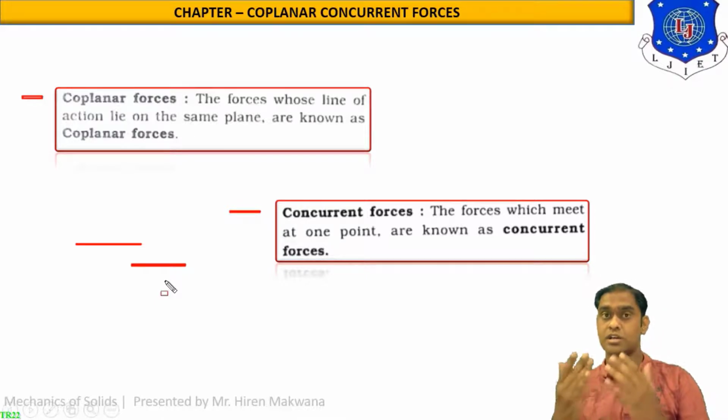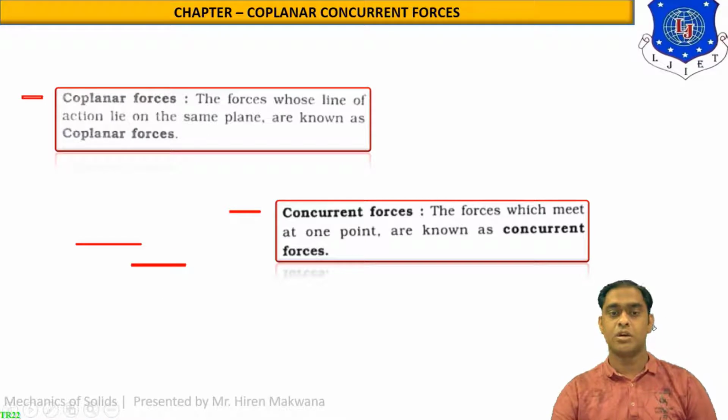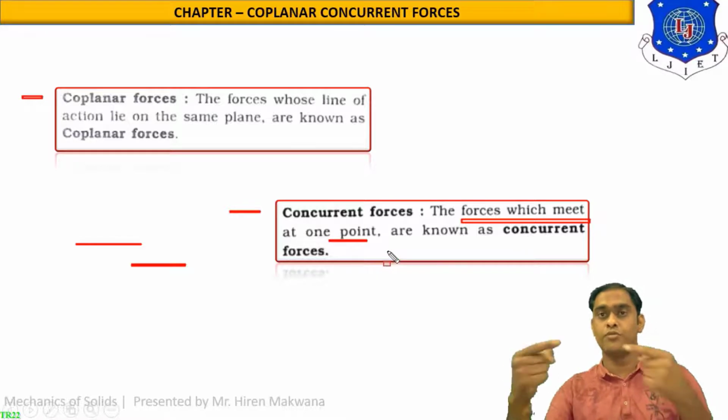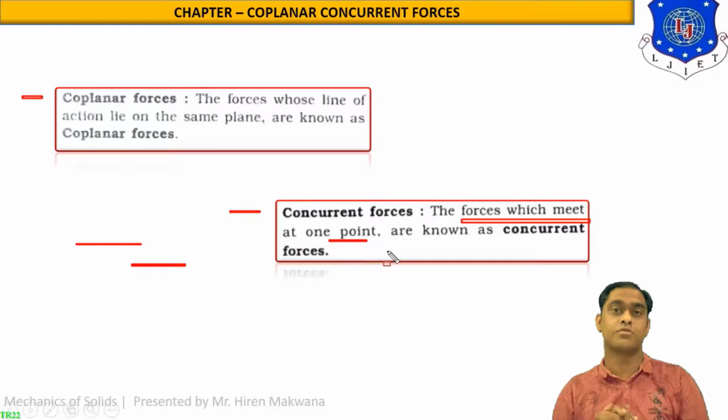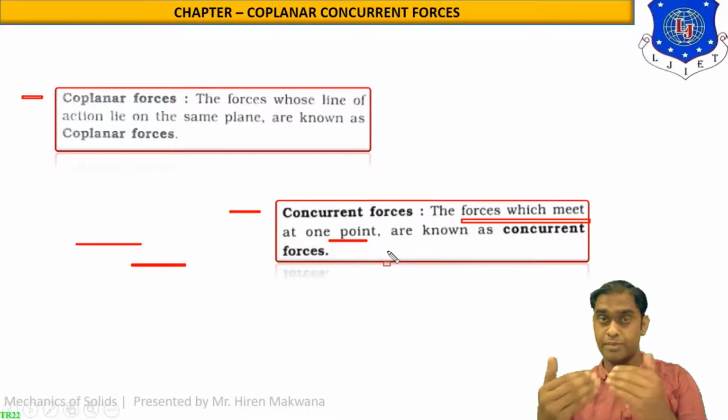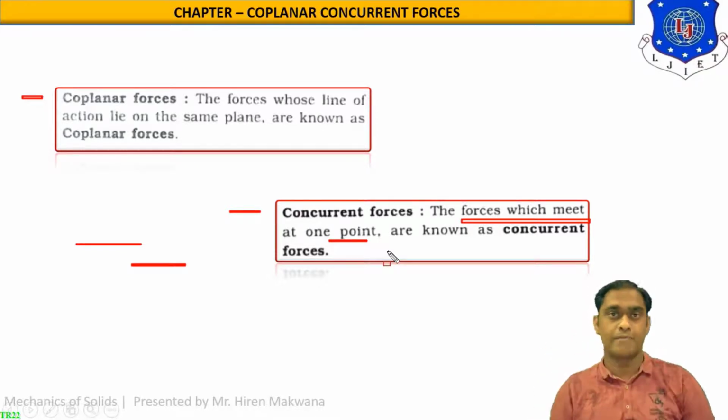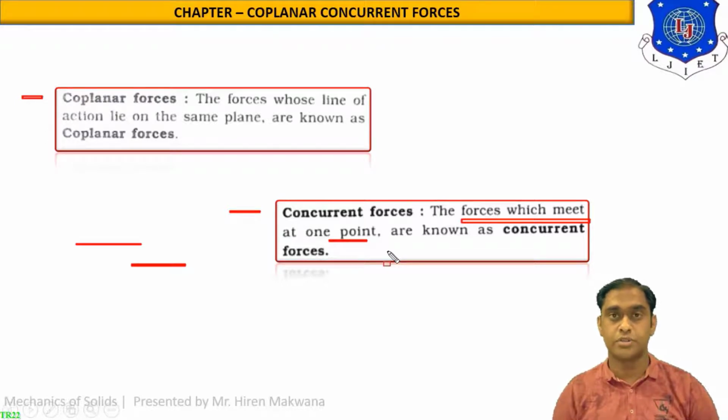Both the forces are lying in the same plane, then this type of forces are known as coplanar forces. Now what are concurrent forces? You can see, concurrent forces means the forces which meet at one point. Means two forces are meeting at a single point, then they are known as concurrent forces. More than two forces can also be meeting at the same point. Or you can say that when two or more forces are intersecting at a common point, then this type of forces are known as concurrent forces. So this is the definition of coplanar concurrent forces.